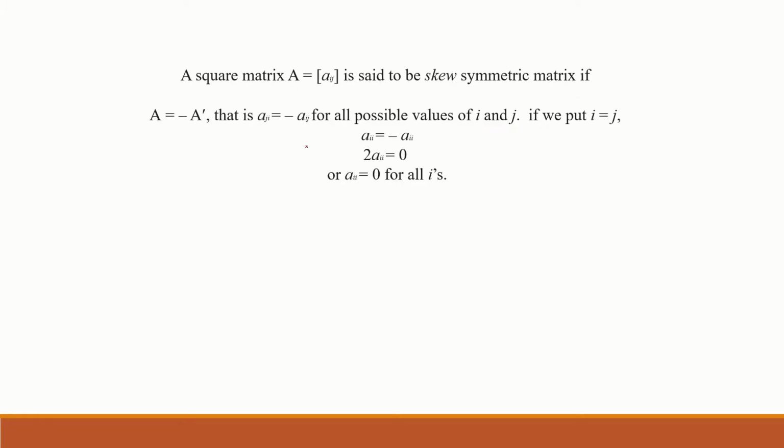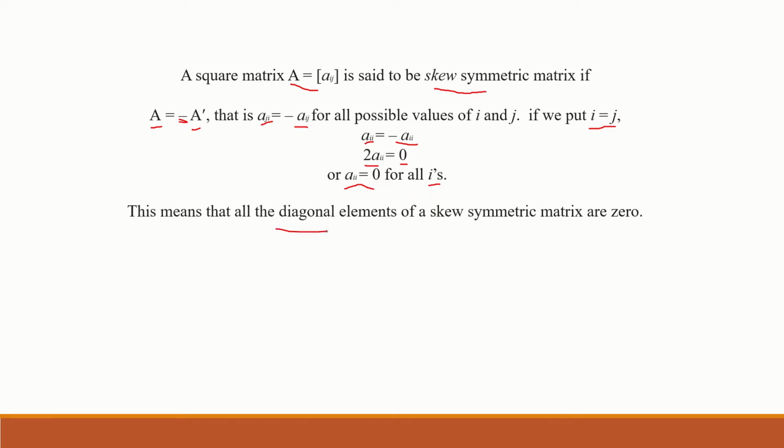So next for the skew-symmetric matrix, इसका definition है that a square matrix A is equals to Aij is said to be a skew-symmetric matrix if A is equals to minus A dash, that is Aji is equals to minus Aij for all possible values of i and j. तो अगर हम लोग इसमें Aji और Aij में if we put i is equals to j, that means यहाँ पे दोनों जगह j will be replaced by i, that means Aii is equals to minus of Aii. अगर हम इसको लेफ्ट साइड लेकर जाएंगे तो it will be 2Aii is equals to 0, or simply we can say Aii is equals to 0 for all the values of i. That means for all the values of diagonals. तो skew symmetric matrix क्या होता है?